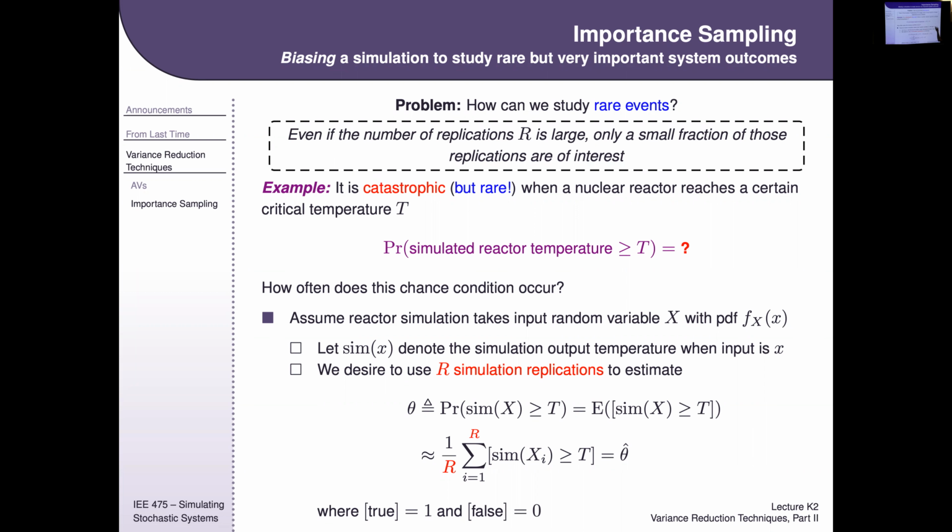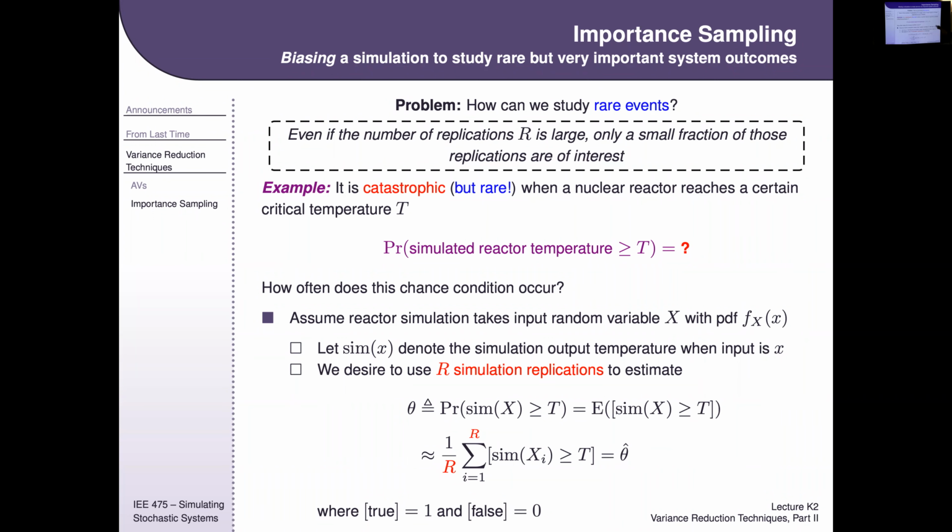So this is our input model that has to do with some stochastic input that we've used in the simulation of the reactor. We want to use our simulation replications to estimate this probability. The estimate of the probability that our simulated temperature is greater than the threshold uses this bracket, called an Iverson bracket. It returns 0 if the thing inside it is false, and 1 if it is true. So we're basically saying, how often is the simulation greater than the critical temperature?